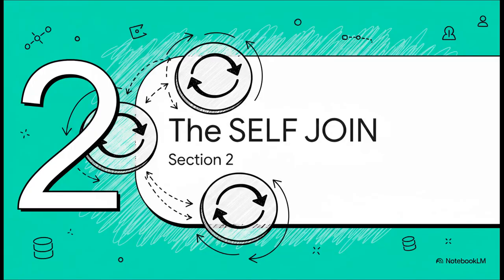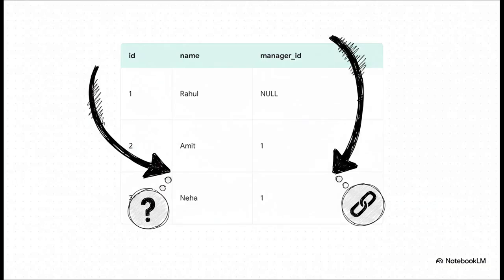So, Section 2 is all about the self-join. This is the super clever fix for when you need to find relationships within the very same table. And here it is, that employees table we were talking about. See how Amit and Neha both have a manager ID of 1, and that ID of 1 points right back to Rahul. So the challenge is crystal clear. How do we link that manager ID column back to the name column in the same table?